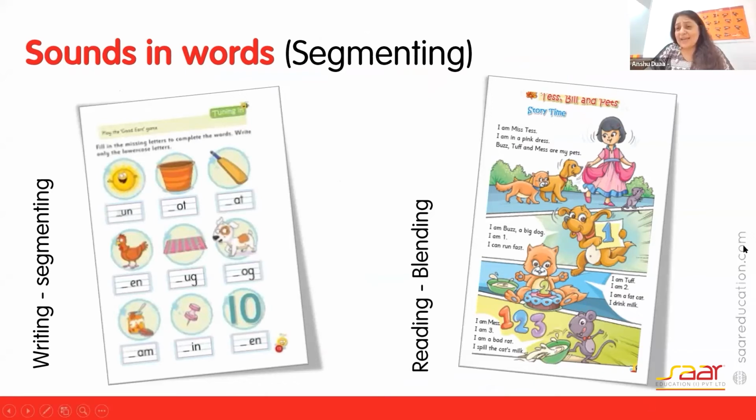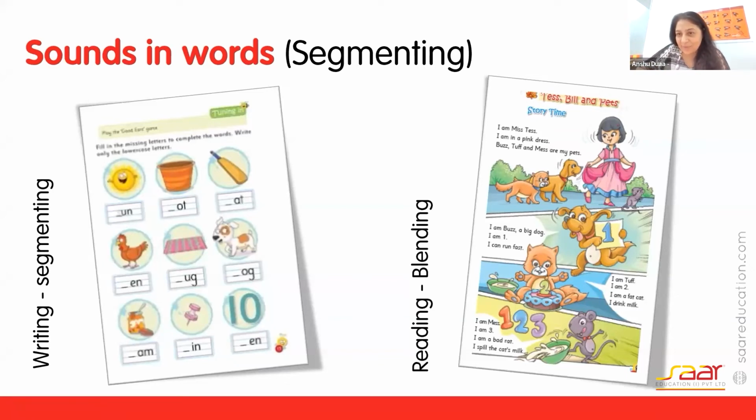Segmenting is finding the sounds in a word. So if I say, can you write swift for me? What is the process? What happens when you write swift? You look at the complete word, you hear the complete word, then you start to divide it into the sounds. So you figure out which is the first one.